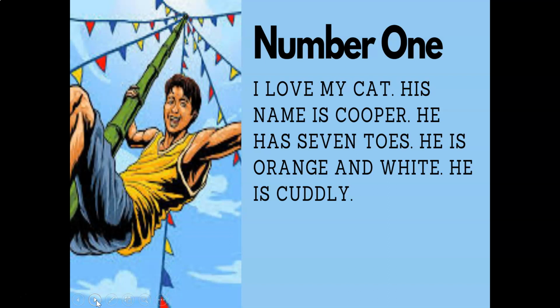So look at how this is written. "I love my cat. His name is Cooper. He has 7 toes. He is orange and white. He is cuddly." So ultimately, what we're going to do is have students revise that for the purpose of voice, rhythm, and flow to break that structure, the parallelism of the short, simple, declarative sentence structures stacked upon each other. So manipulate the syntax and wield it a little stronger.